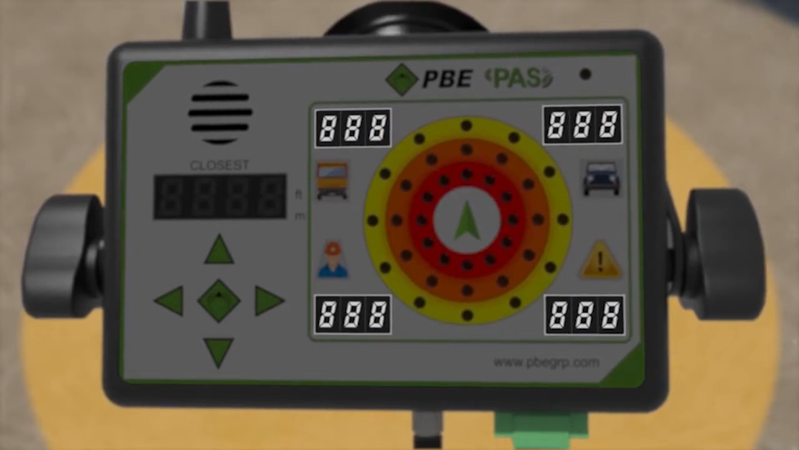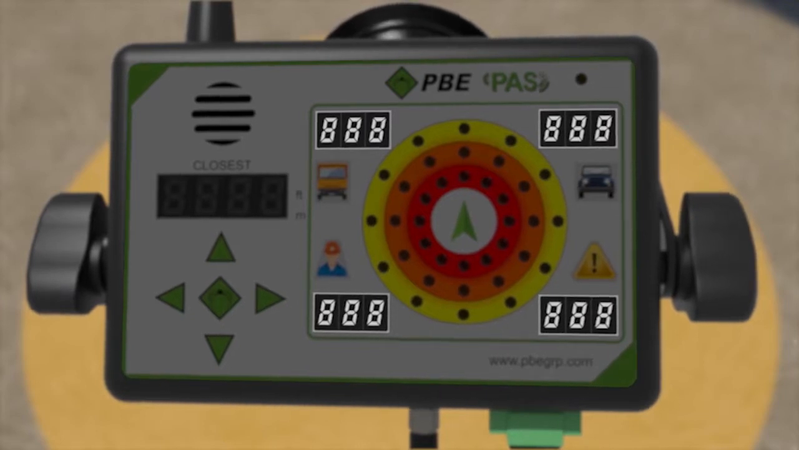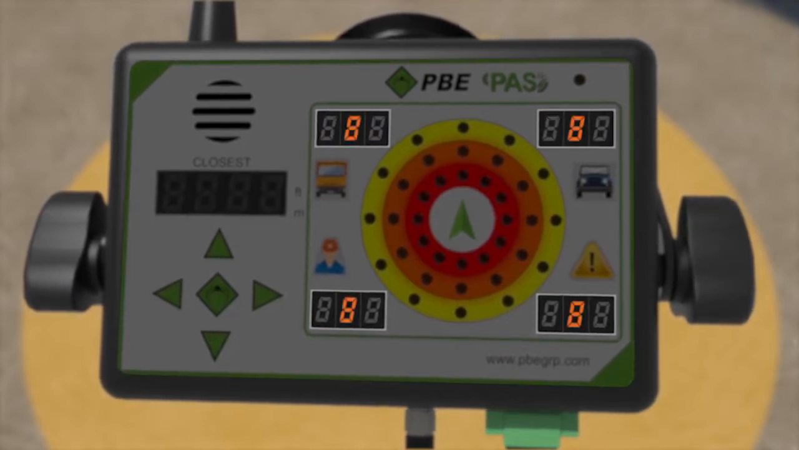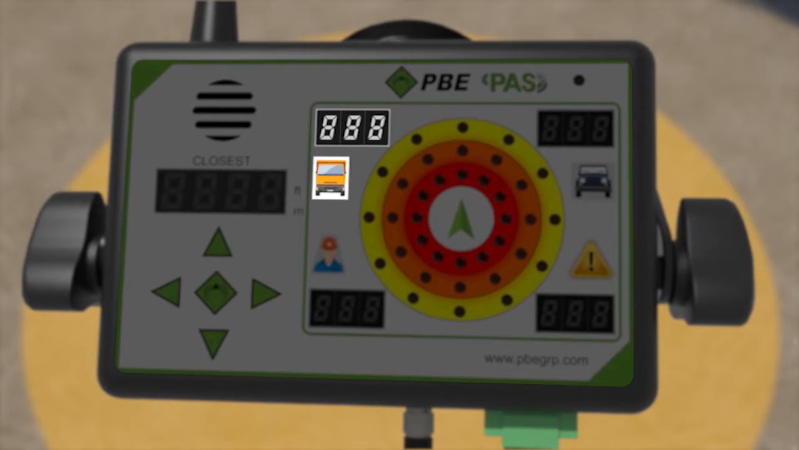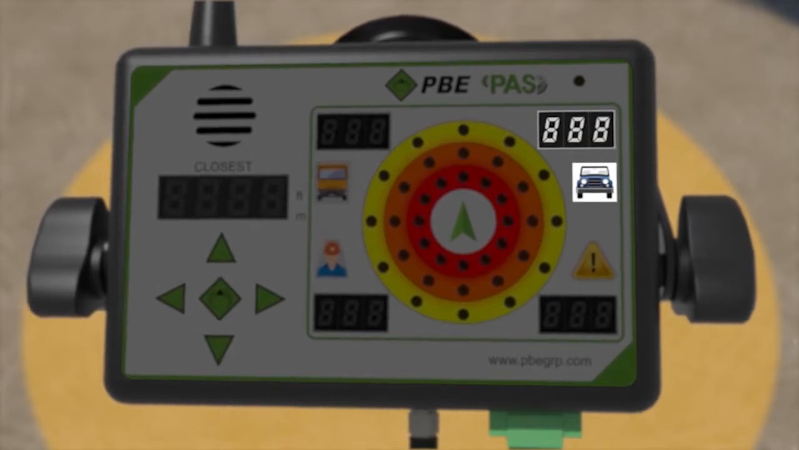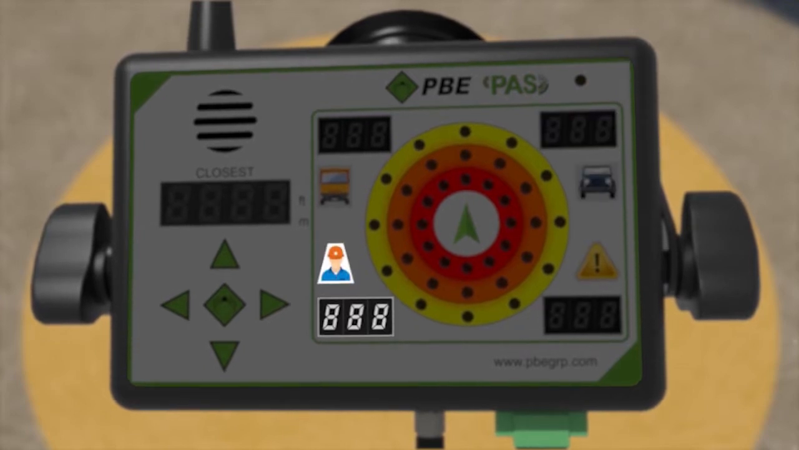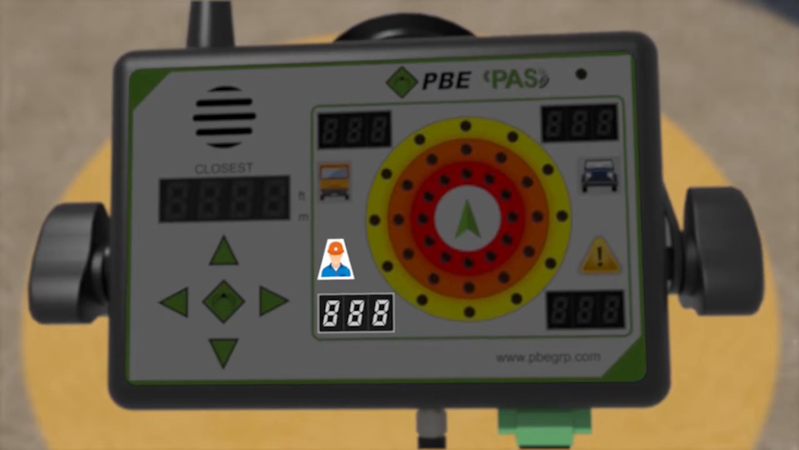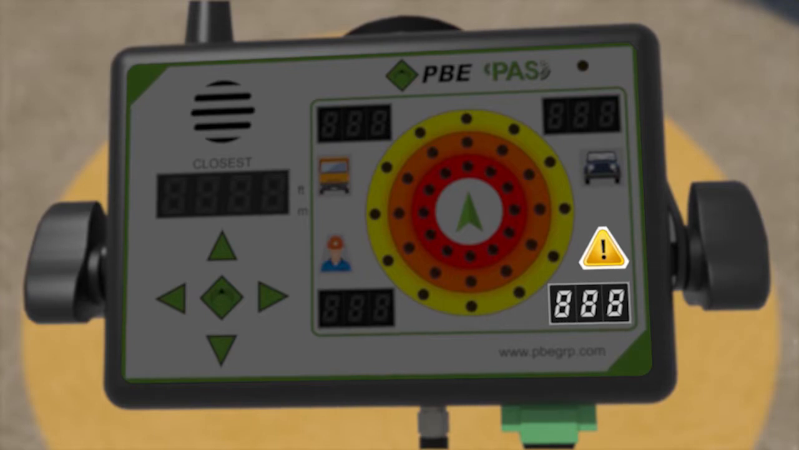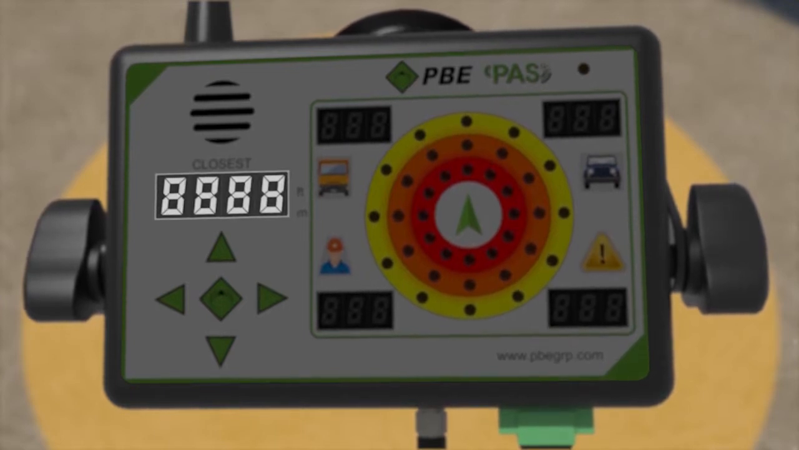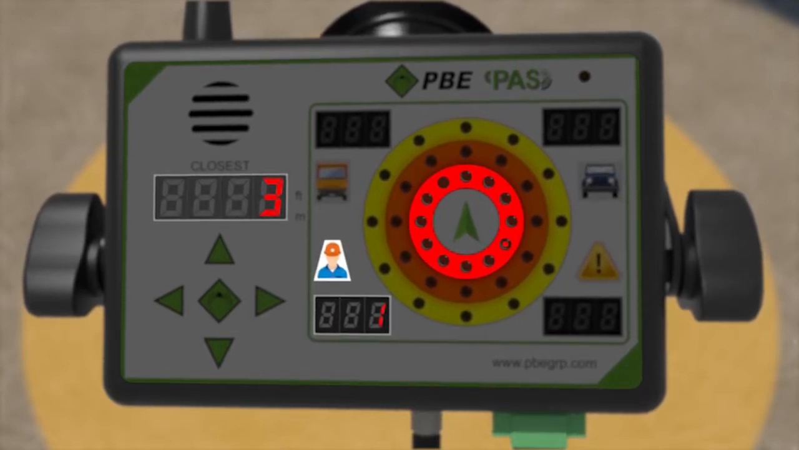These interfaces give you the amount of assets in your proximity. The interfaces are color-coded to easily display the number of assets in your far, mid, and near zone. This interface indicates the number of heavy vehicles in your proximity. This interface indicates the number of light vehicles in your proximity. This interface indicates the number of pedestrians in your proximity. This interface indicates the number of obstacles in your proximity. This interface will always indicate the closest asset in your proximity, whether it's a vehicle, person, or obstacle.